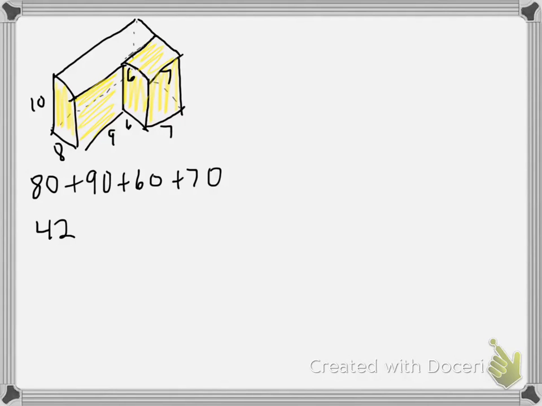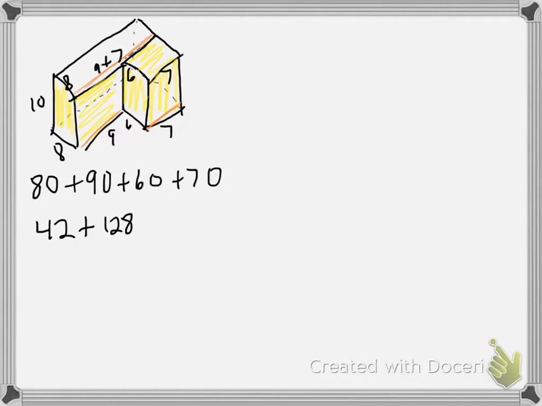And then the rest of the shape is an 8 by, well, now we have to think. How long is that? Well, that's the same as 9 plus 7. So I'm going to put 9 plus 7 here. So it's 8 times 16. 8 times 16 is 128.